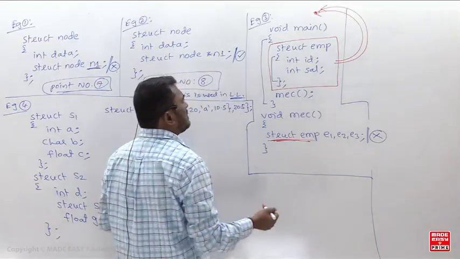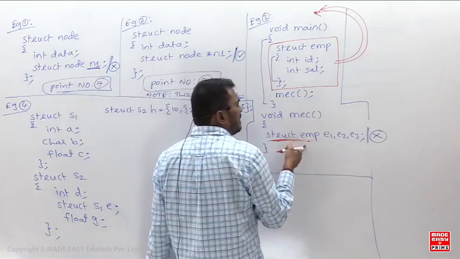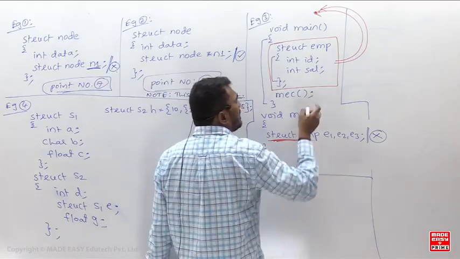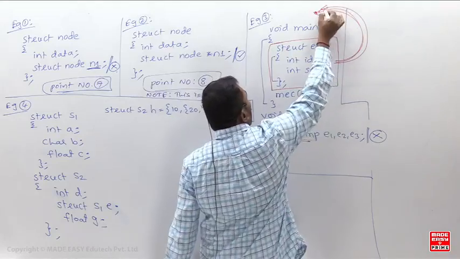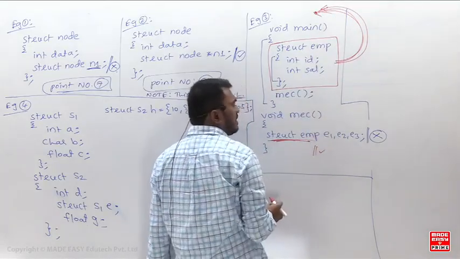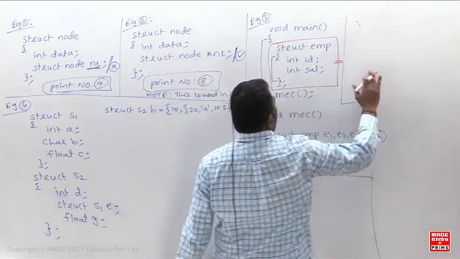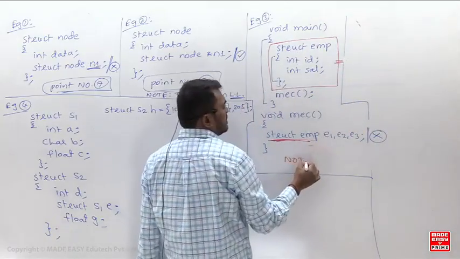Okay, what is the reason? अगर ऐसा लिखना है, if you want this to be allowed, तो क्या करना पड़ेगा? You need to define the structure outside the main, then this becomes allowed. Is that clear? Right? So note down. So now this is not allowed. So note down the note.